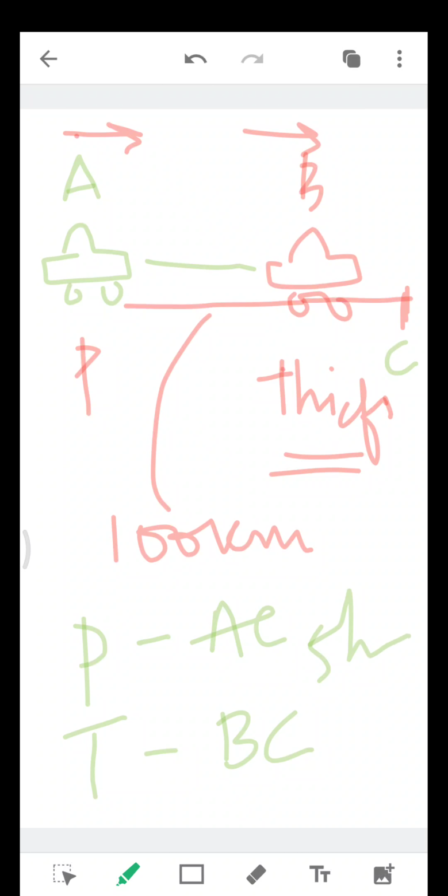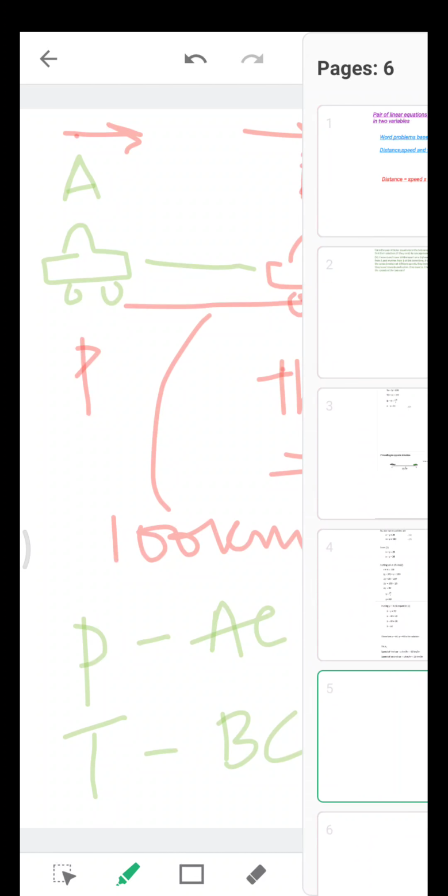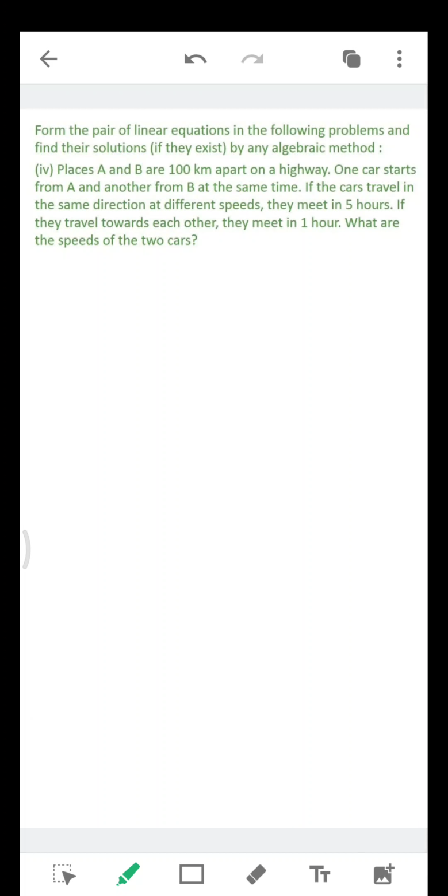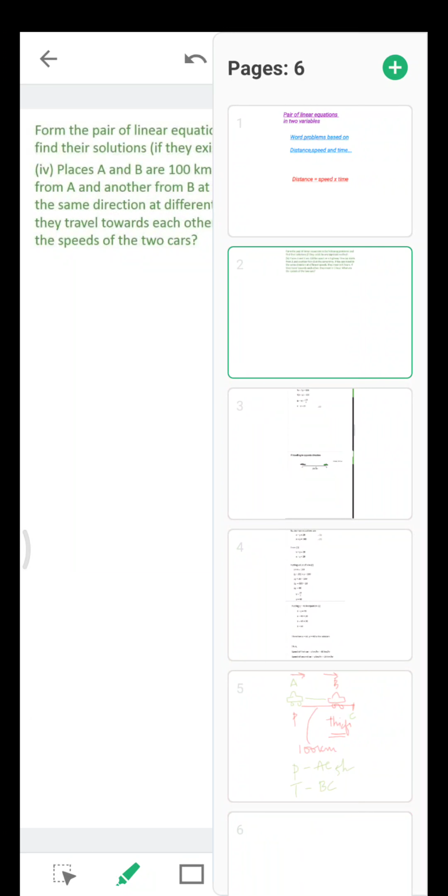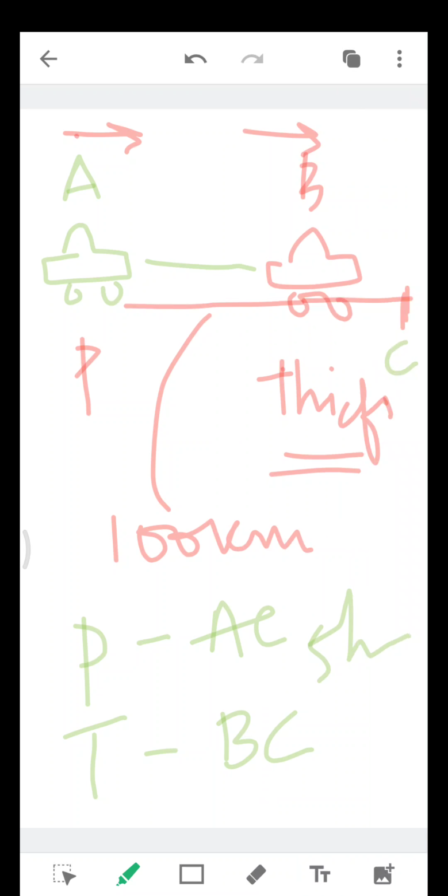Okay, this is the first case. You can see the first case. Places A and B are 100 km apart on a highway. One car starts from A, another starts from B at the same time. If the cars travel in the same direction at different speeds, they meet in 5 hours. So you can see these two cars are traveling in the same direction and they meet after 5 hours. In 5 hours the police is able to catch the thief. So this is the first case.